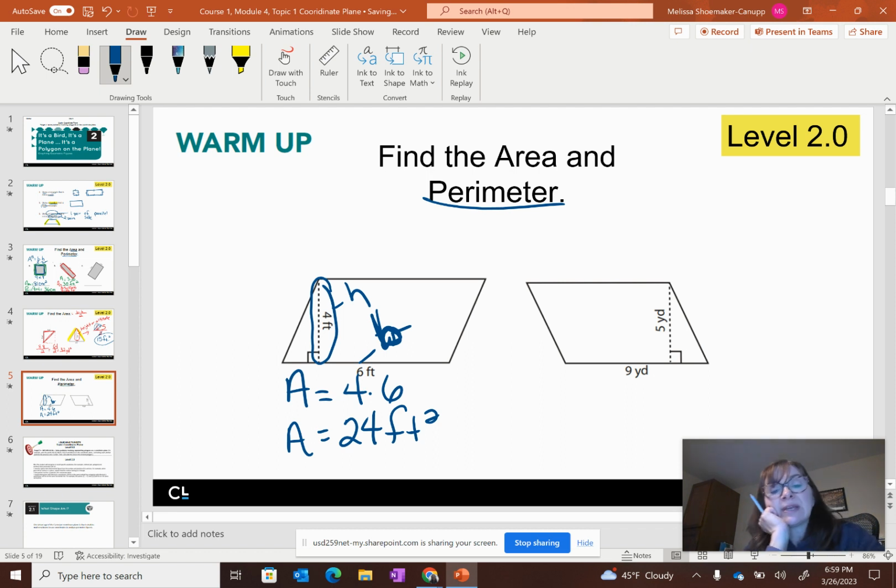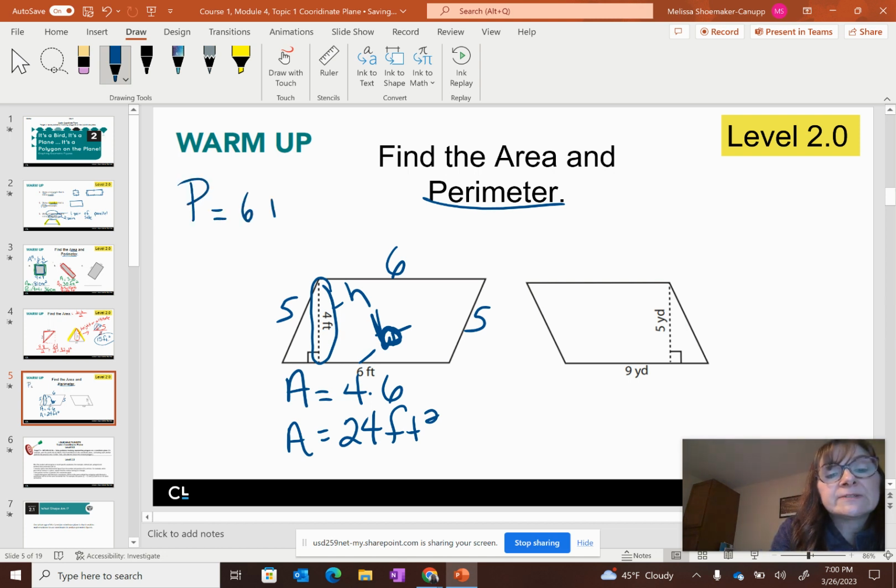Now I said perimeter, but guess what? I don't have side lengths in here. So the thing that I do know about a parallelogram is that this is going to be 6 too. So let's just say that these side lengths are 5. Okay, so that's going to be 6 plus 6 plus the 2 5s. 6 plus 6 is 12, 5 plus 5 is 10, so that's going to be 22 feet.